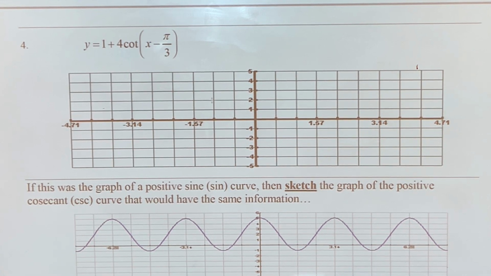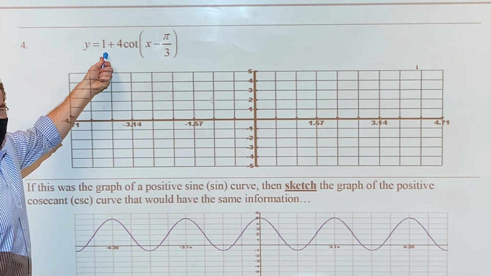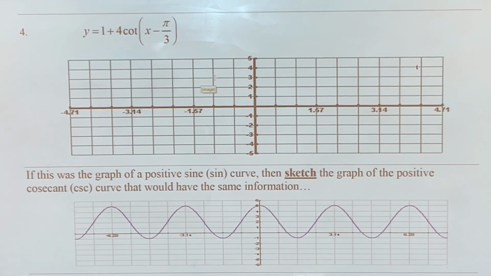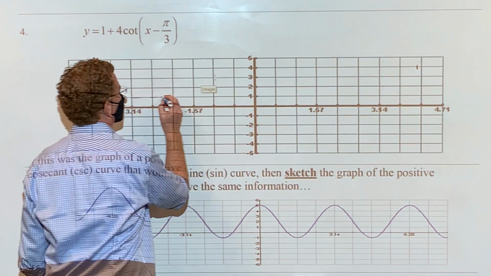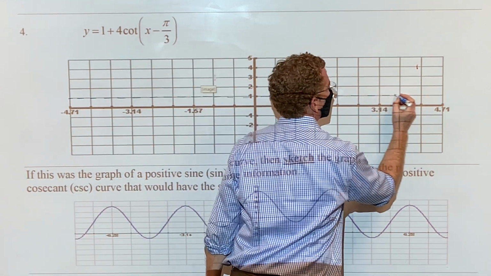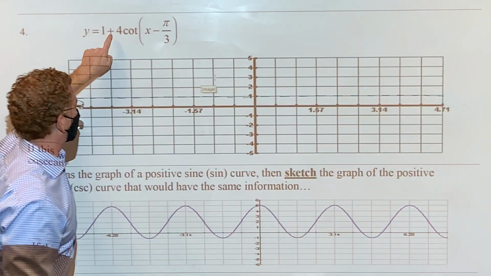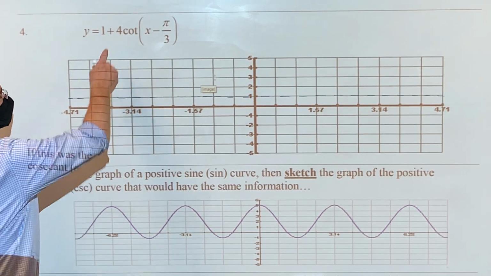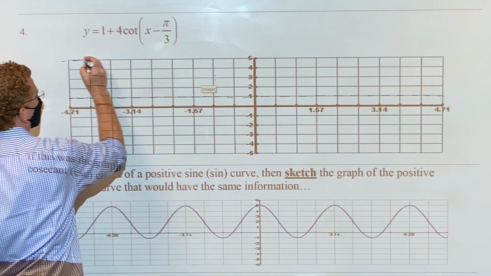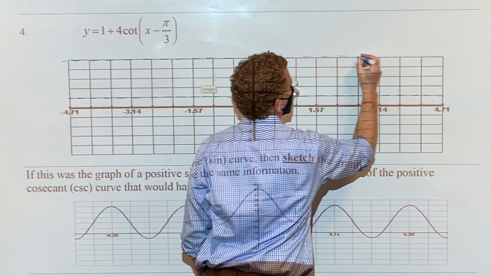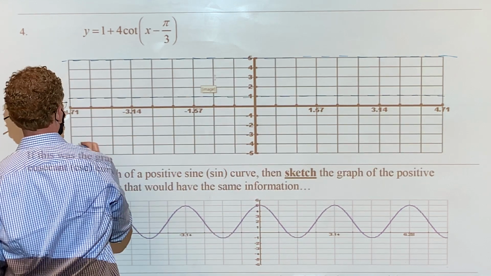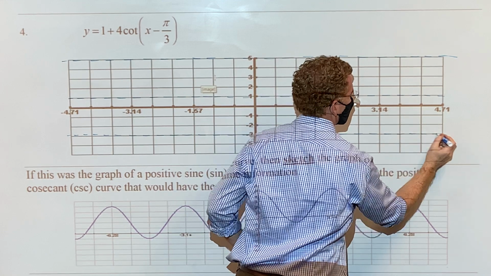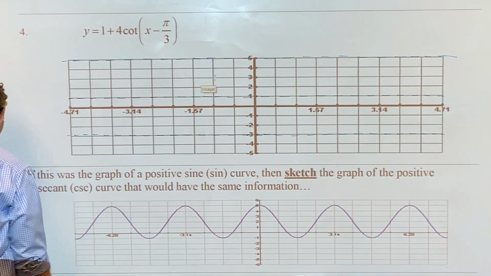Here's cotangent. What do you do with the 1? That's the D value, so I'm going up 1. That's my vertical shift. And what do you do with the positive 4? It's my A value, whether it was positive or negative here, I call it positive. Up 4 from the D. Down 4 from the D.